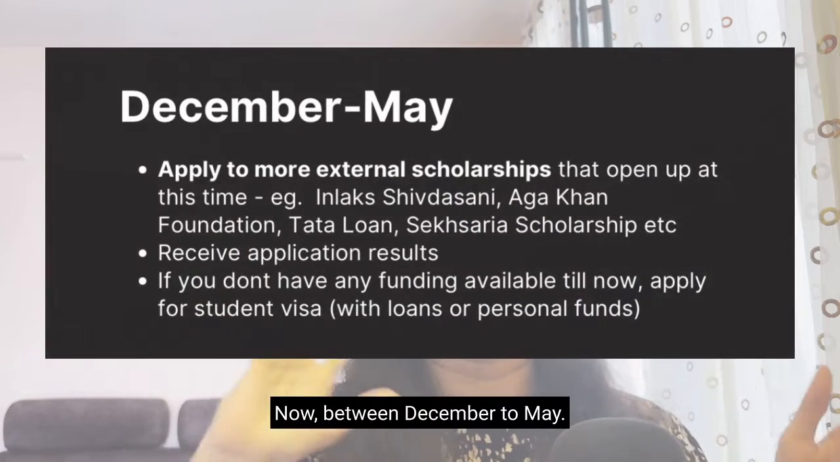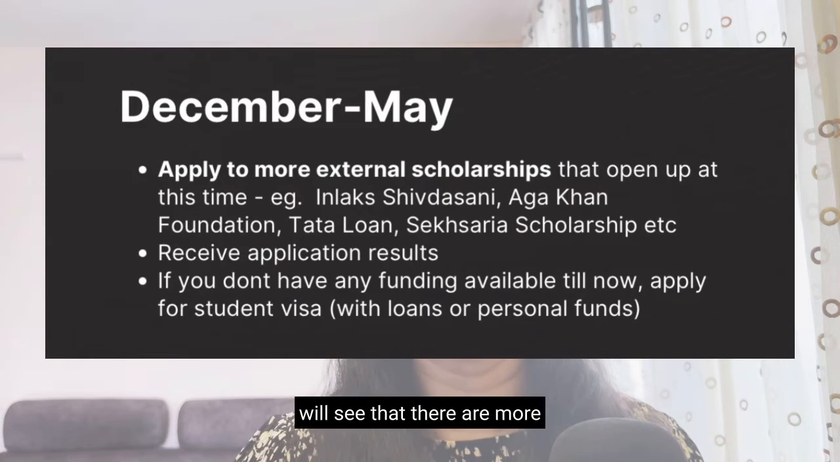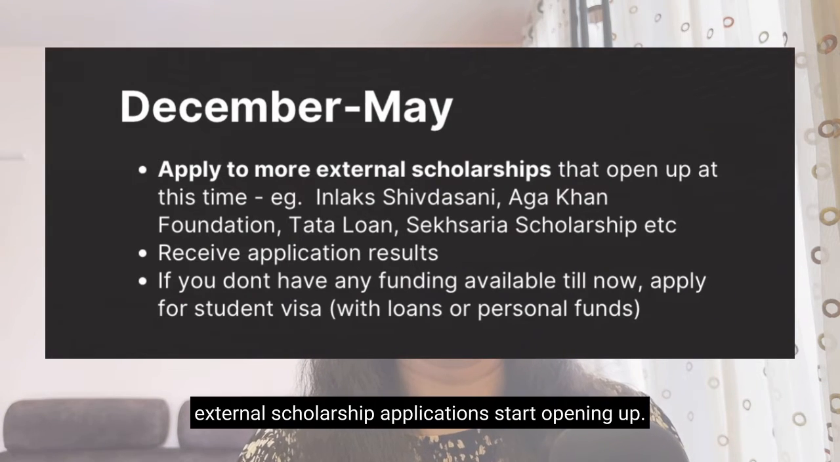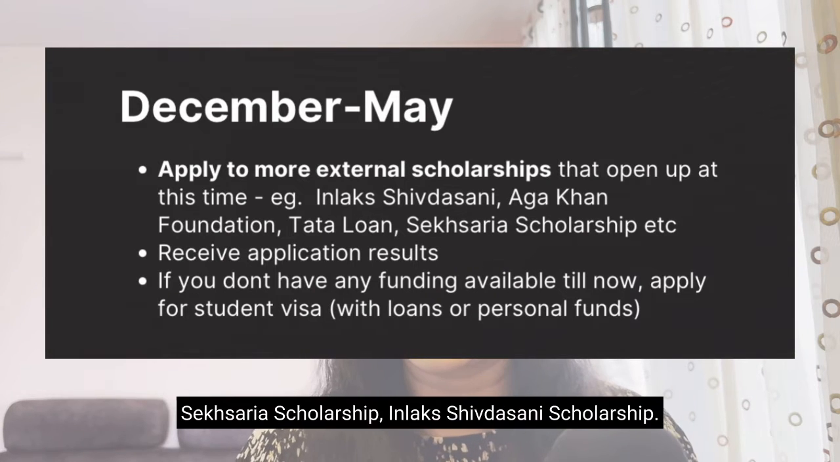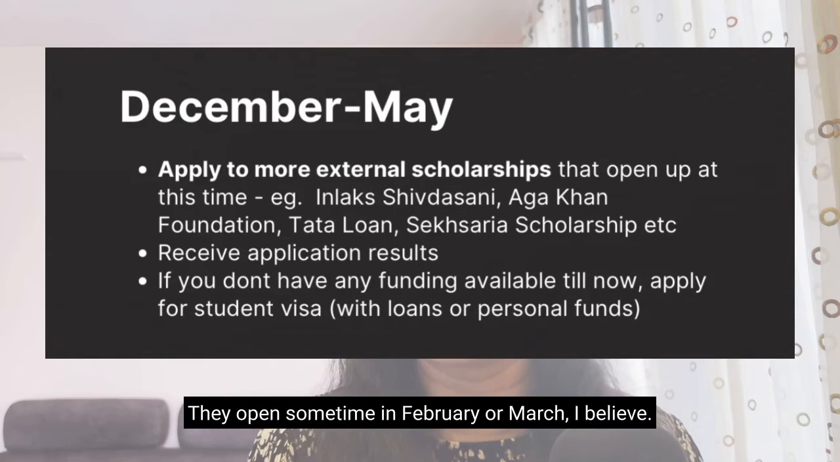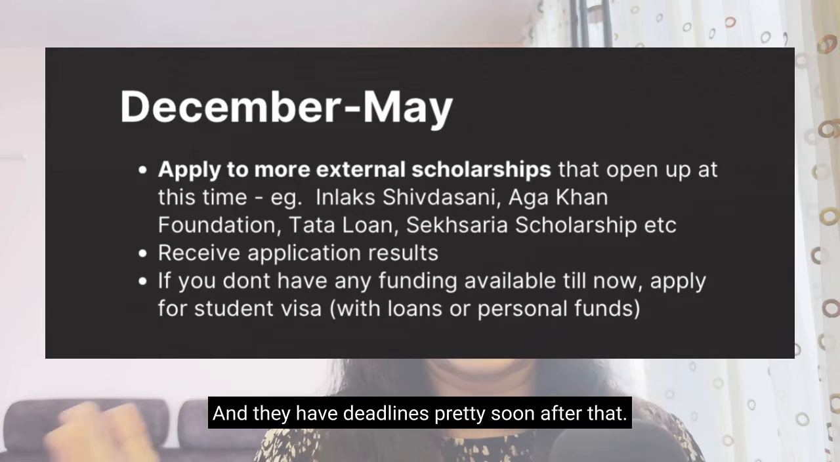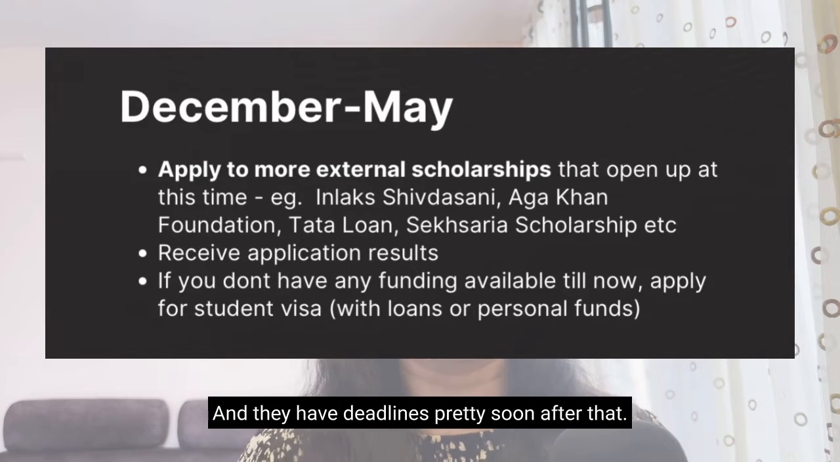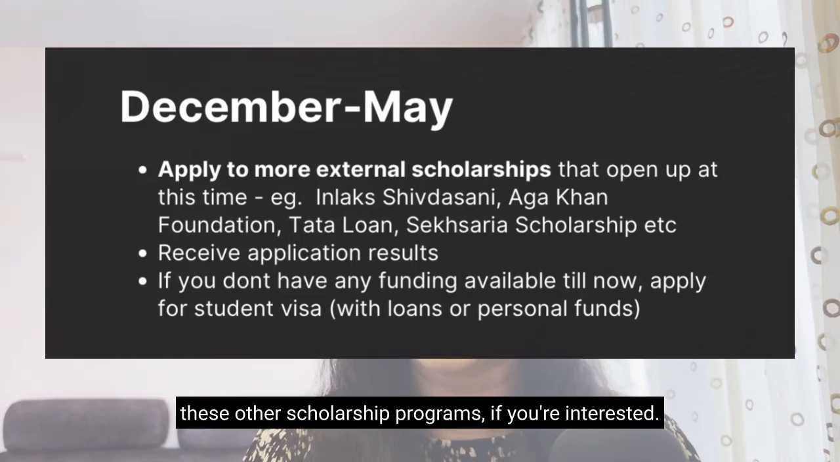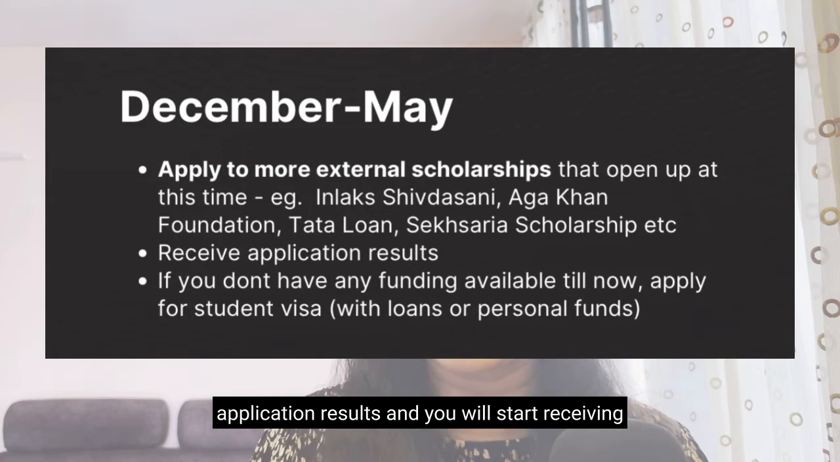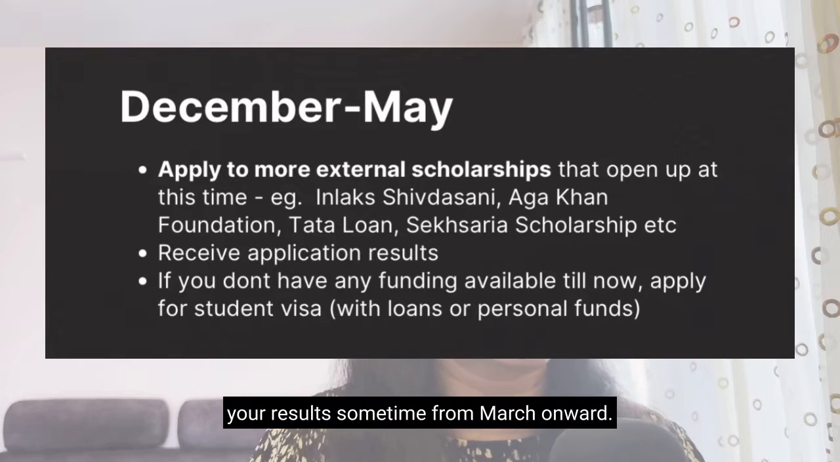Now, between December to May, so anytime between this period, you will see that more external scholarship applications start opening up. For example, we have seen Aga Khan Foundation, Tata Loan, Seksariya Scholarship, Inlax Shivdasani Scholarship. They open sometime in February or March, I believe, and they have deadlines pretty soon after that. So in this period, once you're done with submitting your applications, you should go on and apply to these other scholarship programs if you're interested. Of course, you'll wait for your application results and you will start receiving your results sometime from March onward, let's say.